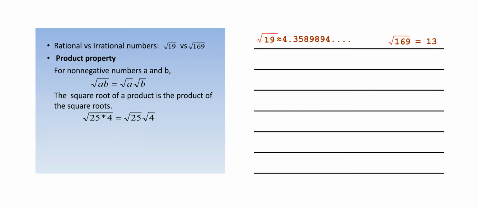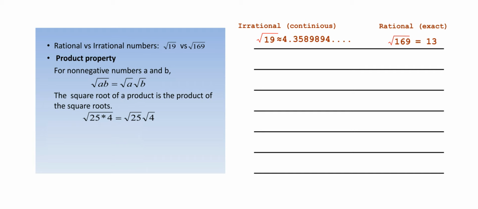Which one's rational, which one's irrational from your point of view? Rational. Irrational. Well, the wording kind of gives us a hint. Irrational. Probably a continuous number, non-stop, right? Irrational. Square root of 19 continues forever. Versus rational, it's an exact number. 13 is an exact answer, agreed?